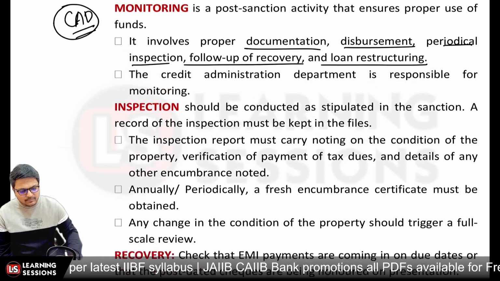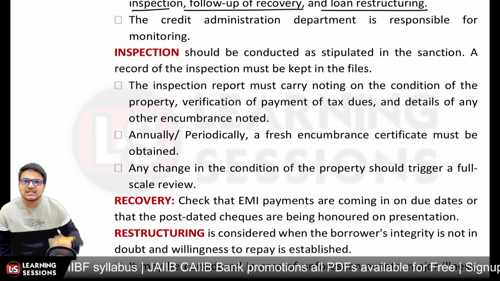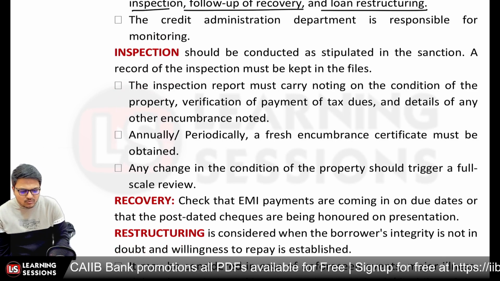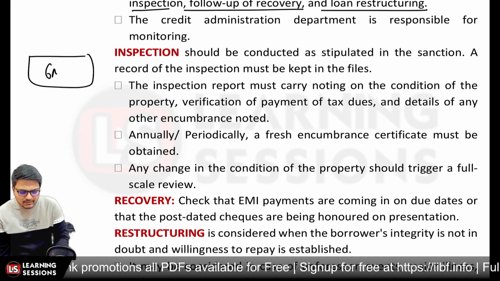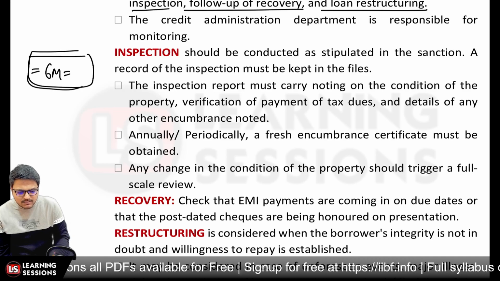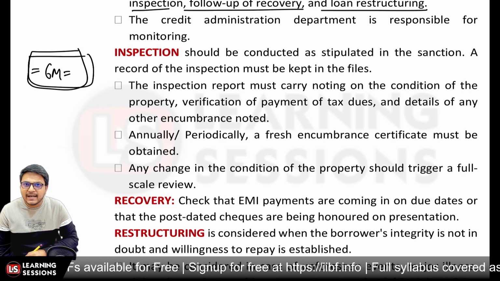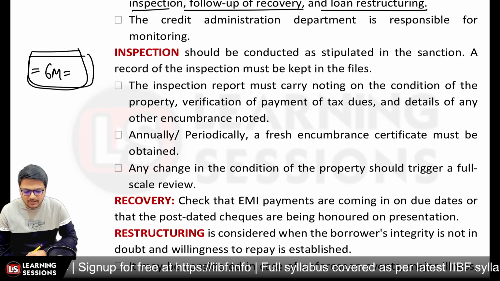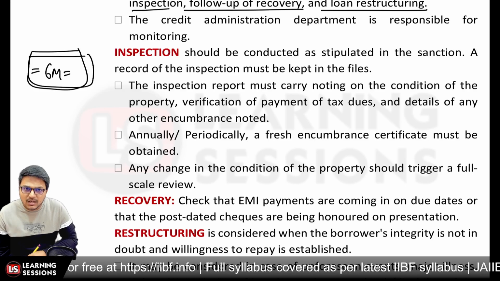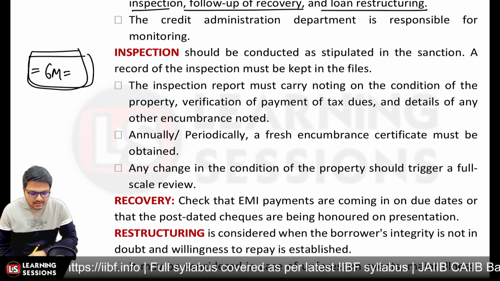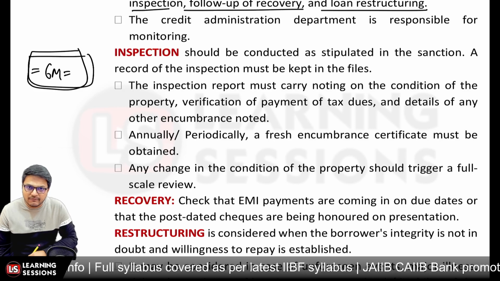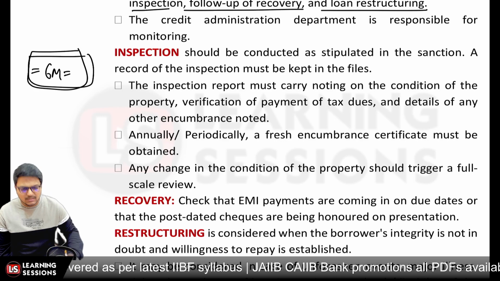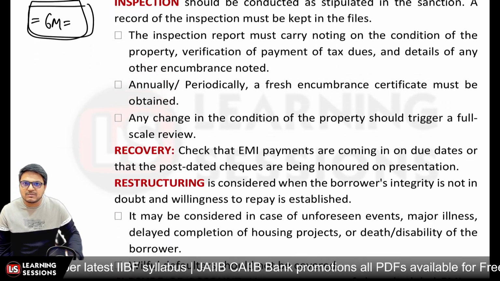And further, it's related to inspection. Now, inspection would be conducted as stipulated in the sanction. Like, let's say in case of a car loan, the car is to be inspected every 6 months. That's related to inspection, right? And the inspection report must carry a note on the condition of the property, verification that the tax has been paid, or encumbrance noted, or something related to it. It can be half yearly, it can be periodical, right? And further, any change in the condition must be triggered, and a full review must be given for the same.